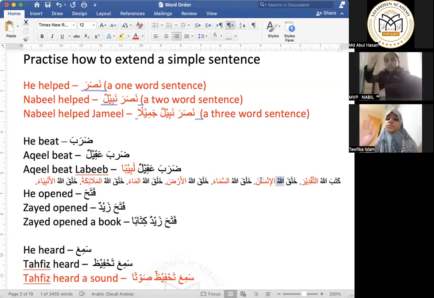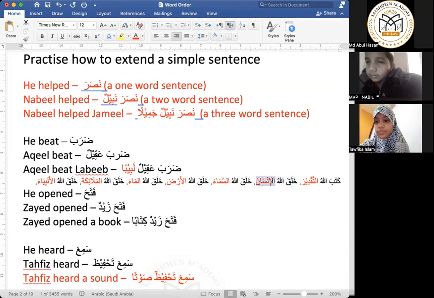Yes. So if you have a fa'il, you add a fa'il and then you add a maf'ul.